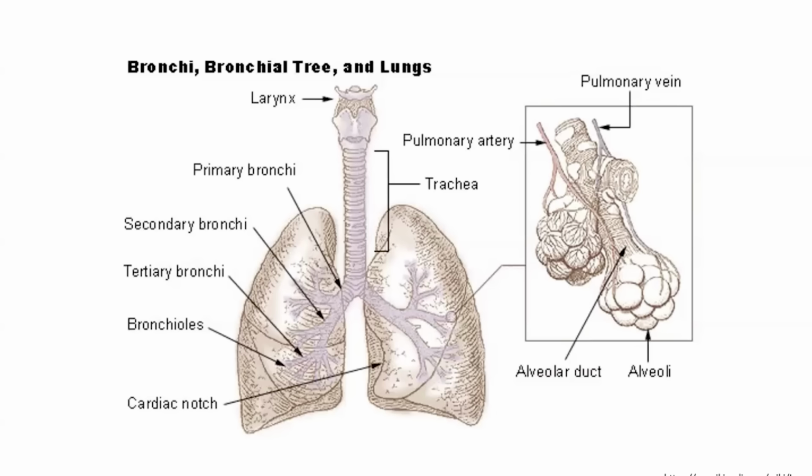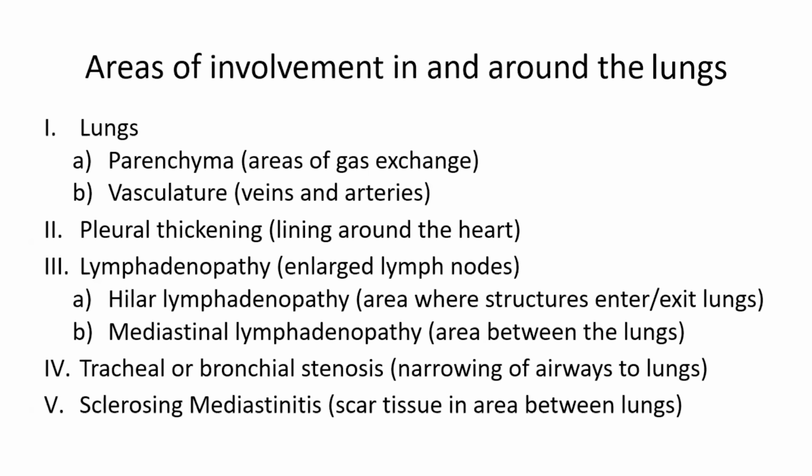The lungs are in a sac called the pleura that surrounds both of the lungs, which isn't shown on this picture. And then in the middle, between the lungs, is what's called the mediastinum. Within the mediastinum, there are a lot of structures, including lymph nodes. And we call the area where the airways go in the hilum of the lungs.